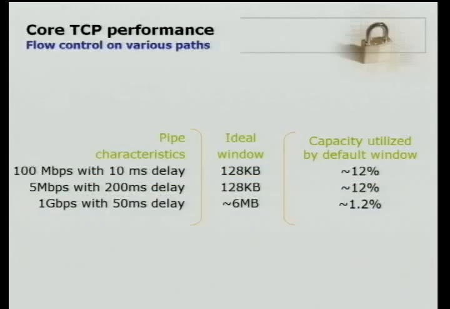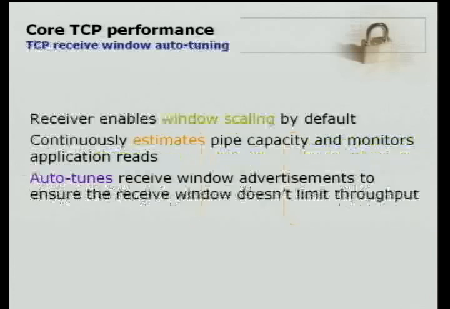So this is a numerical way of looking at what I just showed pictorially. You can see what the ideal window would be for various paths with various speeds and round-trip delays. And then you can also see what the capacity is that would be utilized by a default window, for instance, on an operating system that doesn't have any dynamic behavior around its window size, and that just uses, say, the 64K default, which is the maximum that you can use by default in TCP.